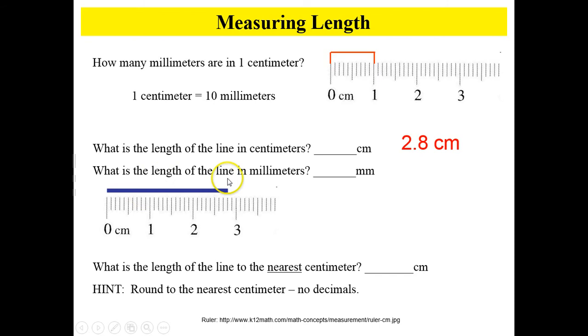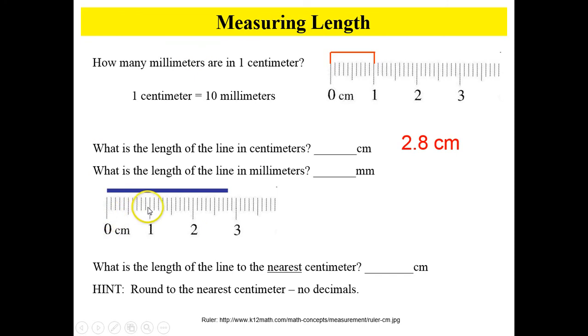Now what is the length of that line in millimeters? Well, if we want to find out in millimeters, we would ignore the whole numbers written on the ruler and just look at the lines in between. But there's a faster way to do this than just by counting each individual line. All you need to do is remember that there are 10 millimeters in each centimeter.